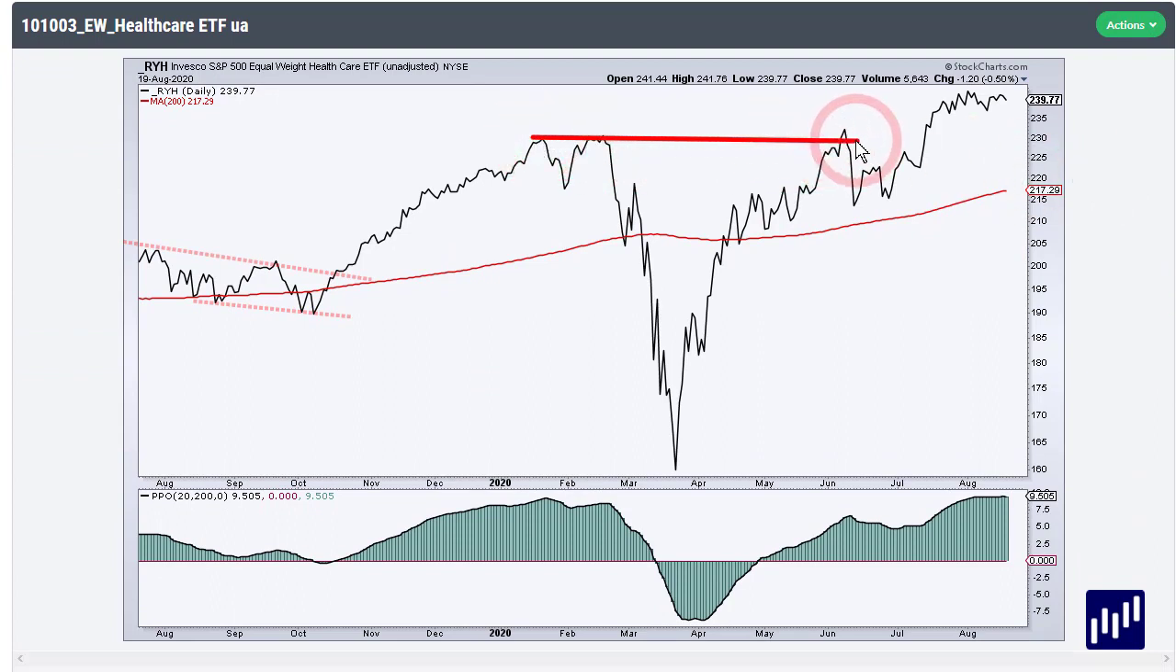Then we look at healthcare, and it is the strongest sector. There's that February high. It cleared the February high in June, and there's the June high. It cleared that June high in July. So it's kind of consolidating here, but it is by far the strongest sector we've seen of these three so far.